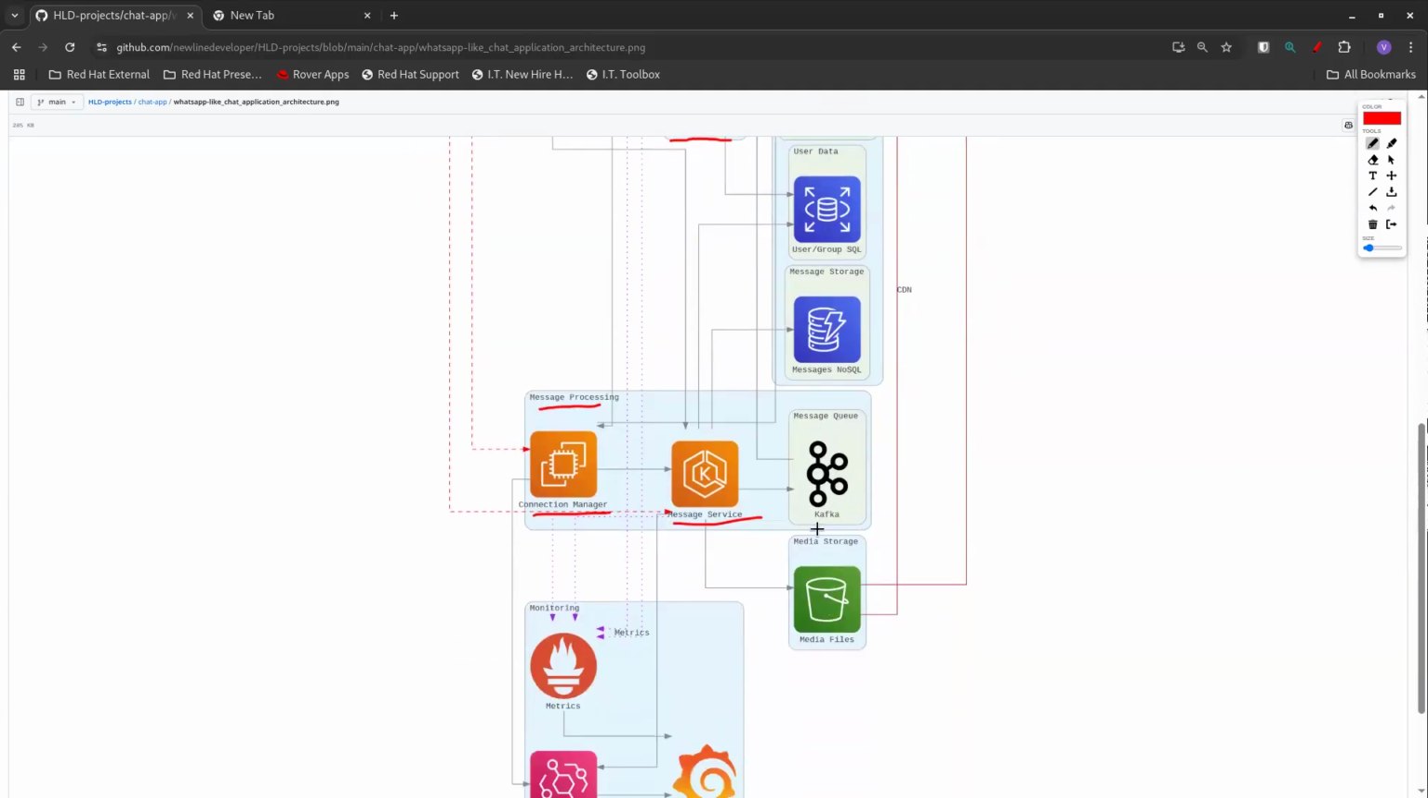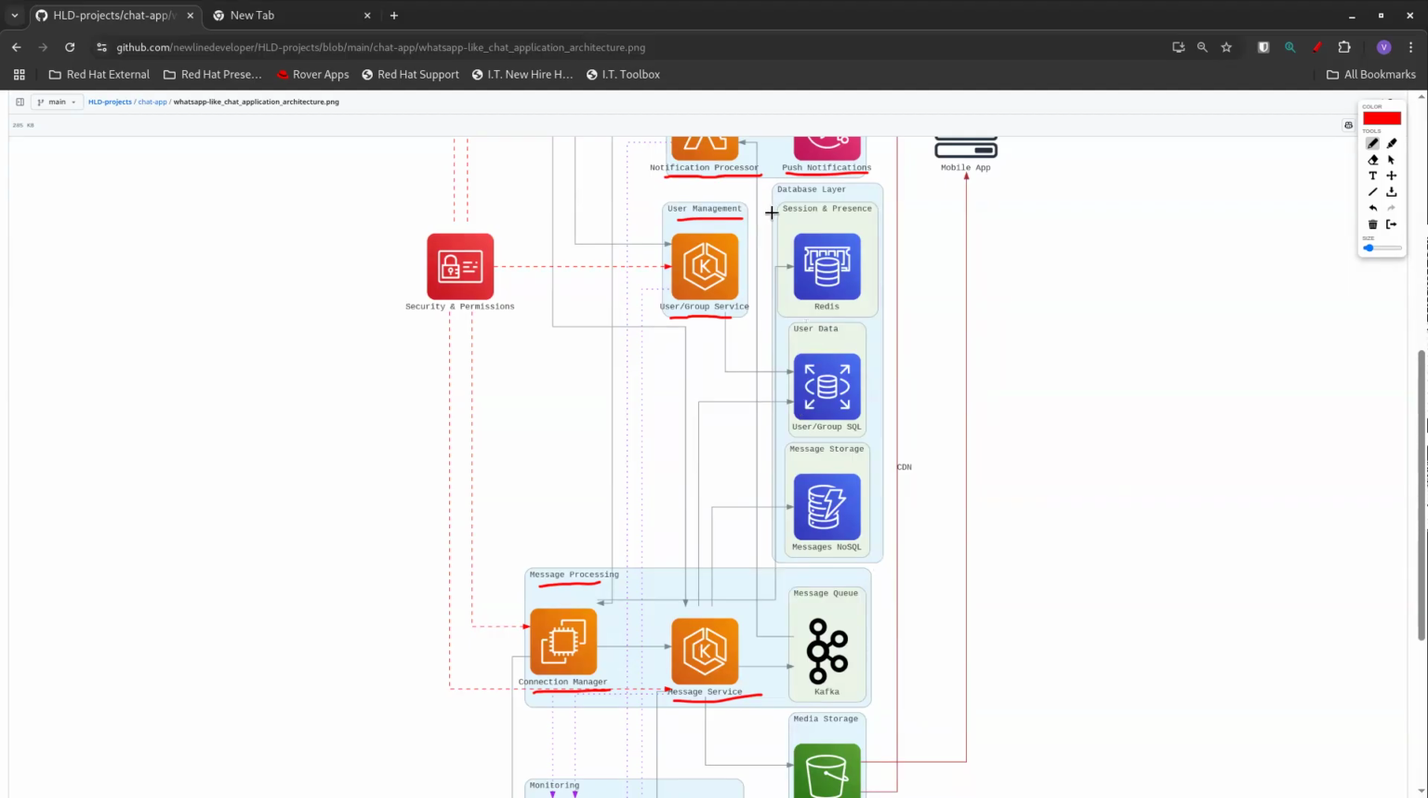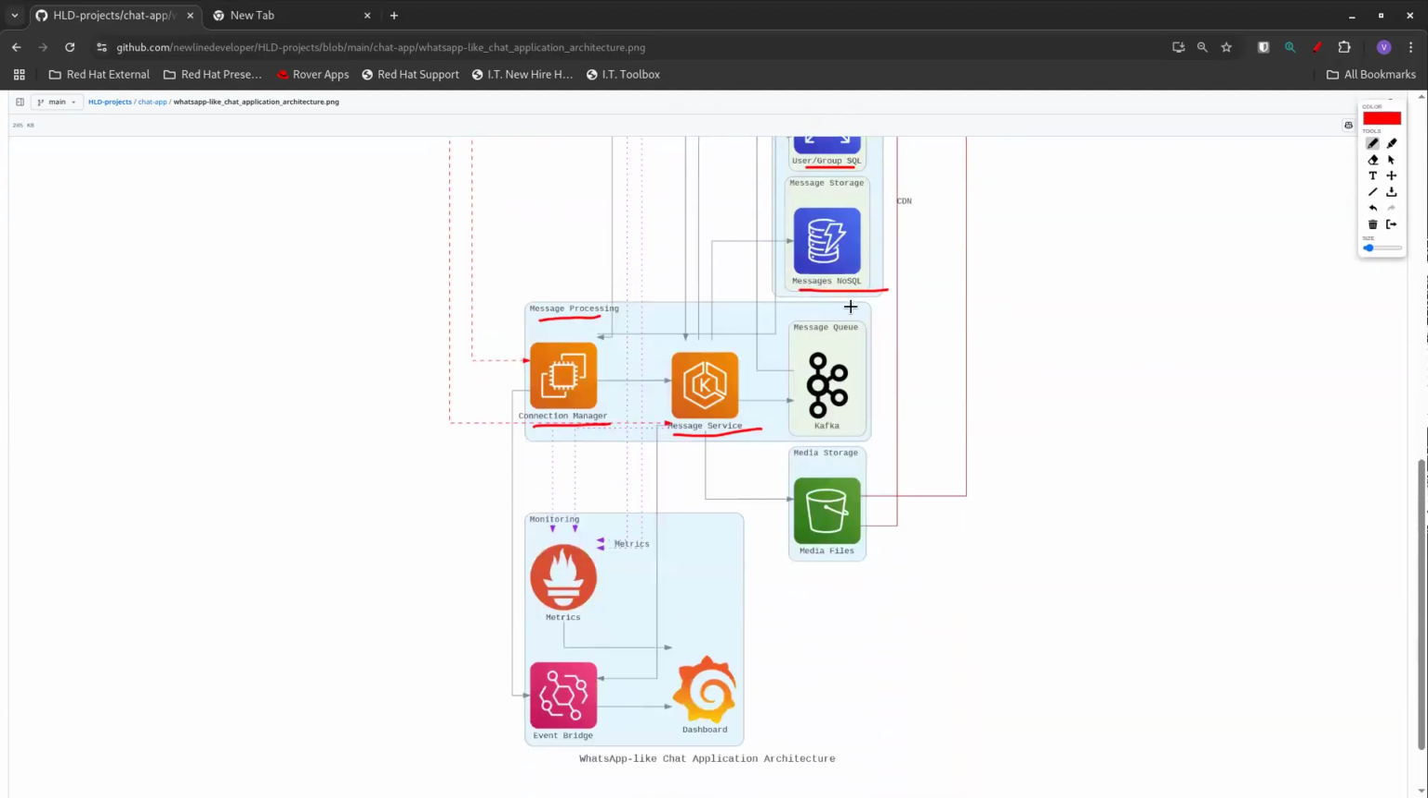Okay, and then for data persistence, we have a separate database layer. So we are using various databases. For user data or user group data, we are using SQL, and then for message storage we are using a NoSQL database, DynamoDB. And for sessions and presence and caching the data we are using Redis, the cache system. For media files, we can use S3 bucket.